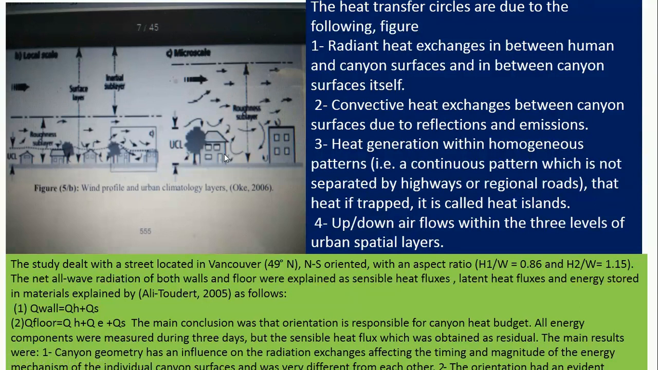So these are the means: convective heat exchange, radiant heat exchange, and heat generation within the homogeneous pattern, and up and down airflow within these three levels of urban spatial layer are calculated for the formation of the microclimate in the city region. There is a formation of the microclimate in this city region, which I already mentioned. Sometimes weak cyclones also occur due to this microclimate.